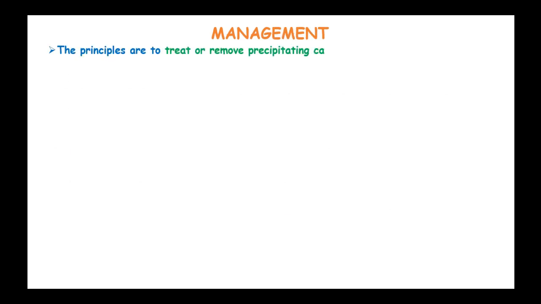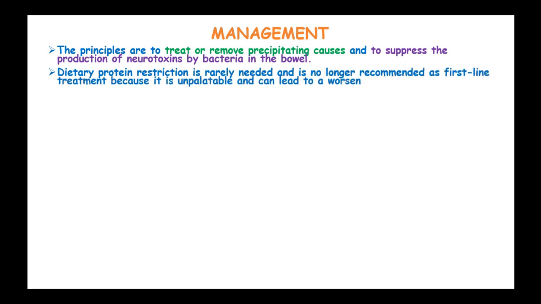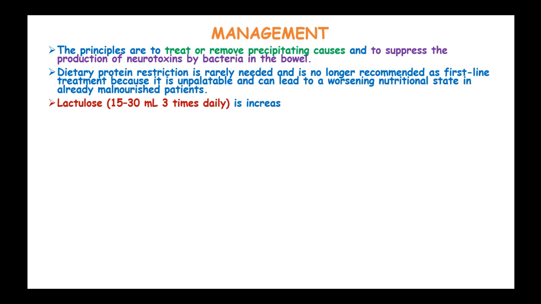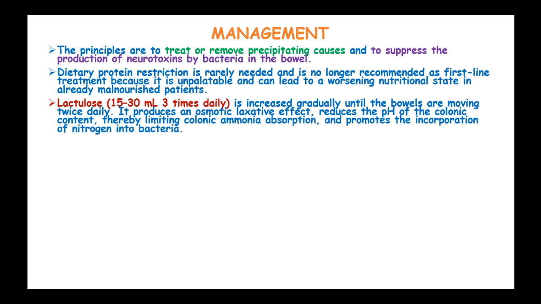The principle of treatment is to treat or remove precipitating causes and suppress the production of neurotoxins by bacteria in the bowel. Dietary protein restriction is rarely needed and is no longer recommended as a first-line treatment because it is unpalatable and can lead to worsening nutritional status in already malnourished patients. Lactulose at a dose of 15 to 30 milliliters three times a day is increased gradually until the bowels are moving twice daily. This produces an osmotic laxative effect, reducing the pH of the colonic content, therefore limiting colonic ammonia absorption, and promotes the incorporation of nitrogen into the bacteria.